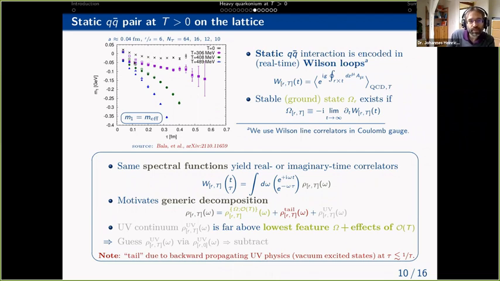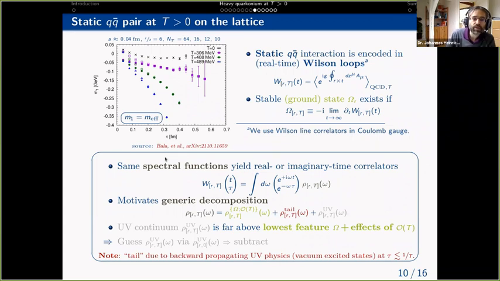Now, with the same lattice spacing, we have different values of T, so different temperatures. And what you see is, as we increase the temperature, this plateau doesn't show up anymore. Instead, it gets steeper and steeper and steeper as we increase the temperature. And that indicates that the stable state cannot be there anymore.